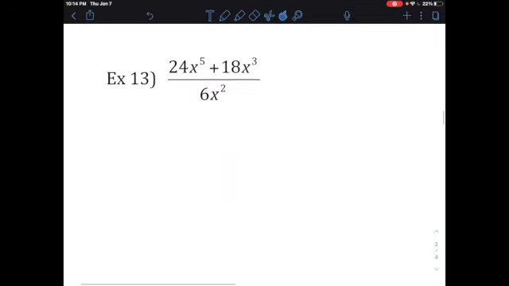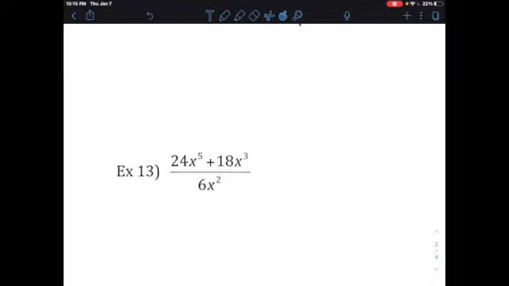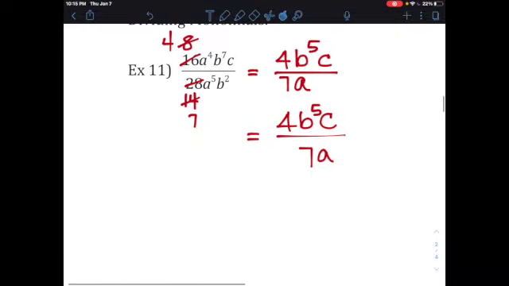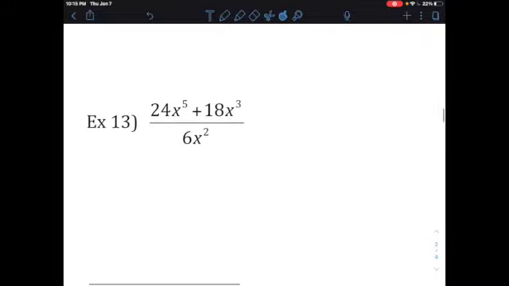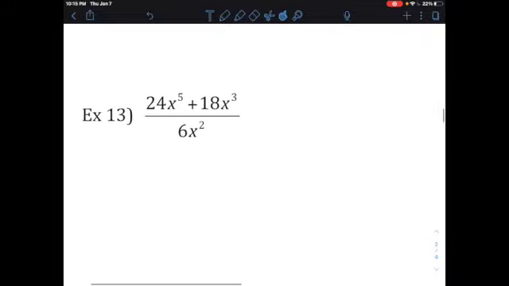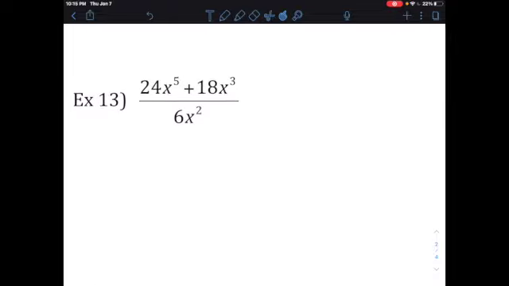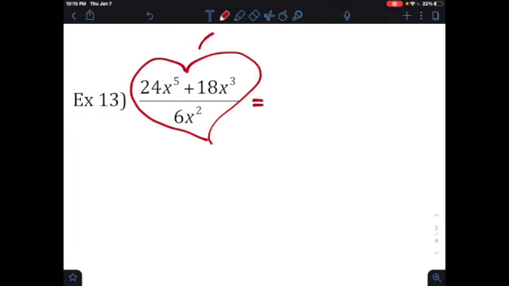Example number 13. Now, example number 13 is actually a binomial divided by a monomial. 2 terms divided by 1 term. Right here, if you notice, is 1 term divided by 1 term. Anything that's 1 term on the bottom makes it really easy. So for example 13, you notice 2 terms. I'm going to say to you guys, this is like the breaking your heart problem. Here's my heart, and you are going to break it right where the sign is.